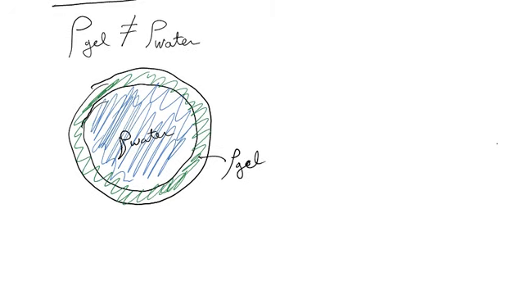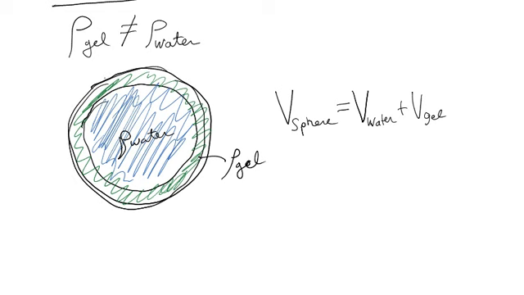Well, one equation that we can always work from is the equation that the volume of the entire sphere is equal to the volume of the water on the inside plus the volume of the gel. So that's just, this whole thing is equal to the volume of the skin here plus the volume of what's going on inside. Okay.